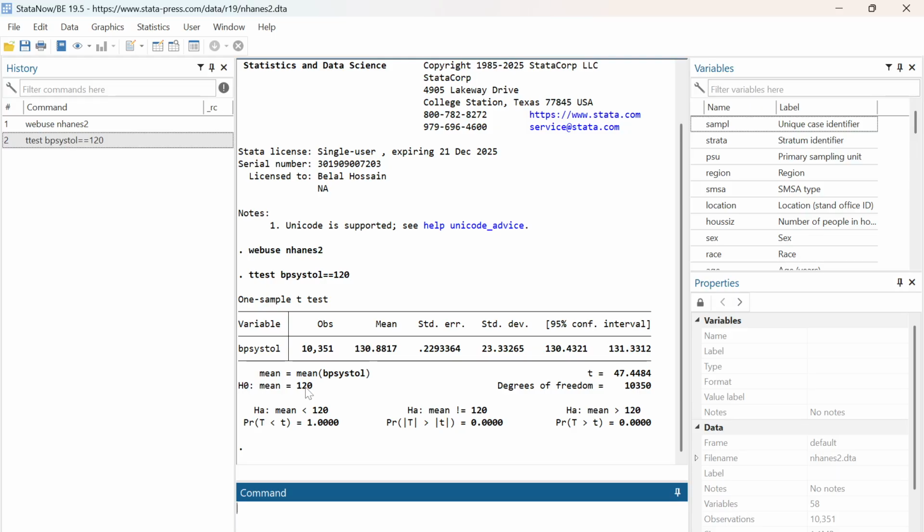Many people struggle with how we determine this number, right? What does this number come from? This number comes from theory or medical guideline or policy prescription. It could be informed by many factors. But in our case, it's a medical standard. We want to know whether our sample mean is different from this medical standard of 120 systolic blood pressure.